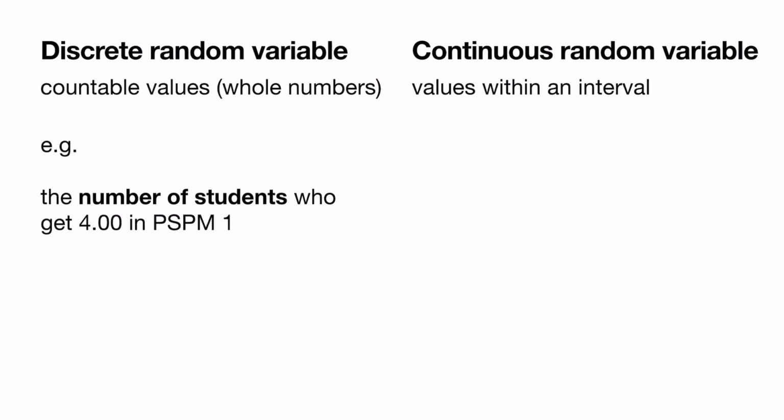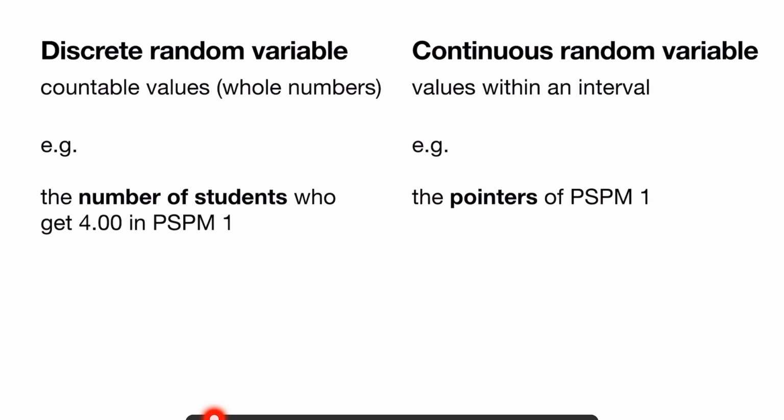Continuous random variables are values that fall within an interval. Let's say pointers, there are so many. Let's say 3.75 to a 4 flat. There are so many, it could be 3.83, 3.84. It's tiring to list them all. There are so many numbers between the interval of 3.75 to 4 flat, right?